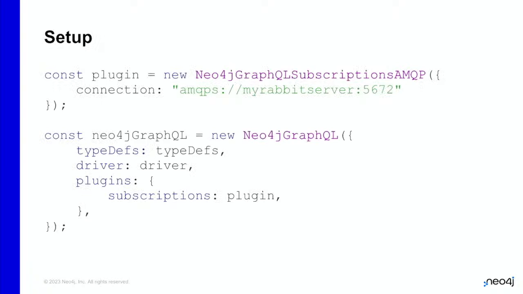We already created a plugin for that, which is called Neo4j GraphQL Subscriptions AMQP. And the only thing you have to do there is provide connection details to that broker, which can be a RabbitMQ broker, it can be Kafka, and many others. And you only have to provide the connection in a way that actually suits you well. And then, given this is a plugin system, I just push the plugin in here, and we're good to go. That's all you have to do.